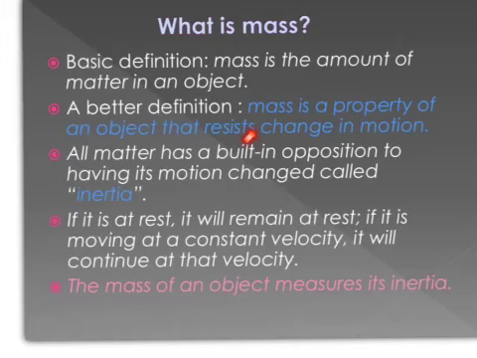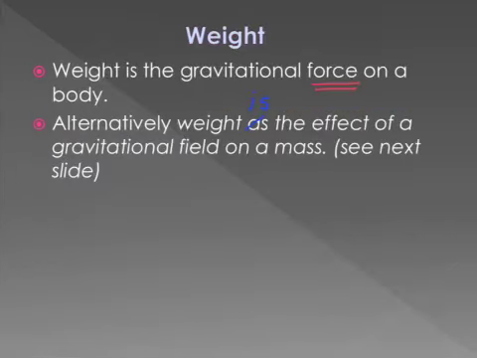Next point. All matter has a built-in opposition or resistance to having its motion changed. And this built-in opposition is called inertia. If an object is at rest or stationary, it will remain at rest. If it is moving at a constant velocity, it will continue at that velocity. The mass of an object measures its inertia.